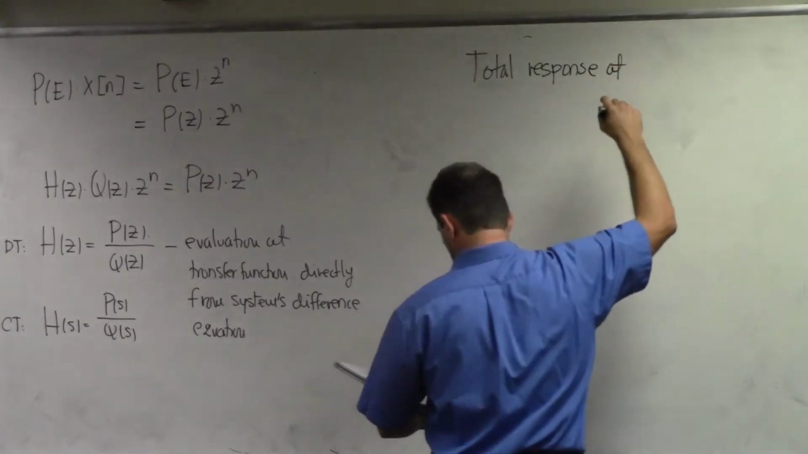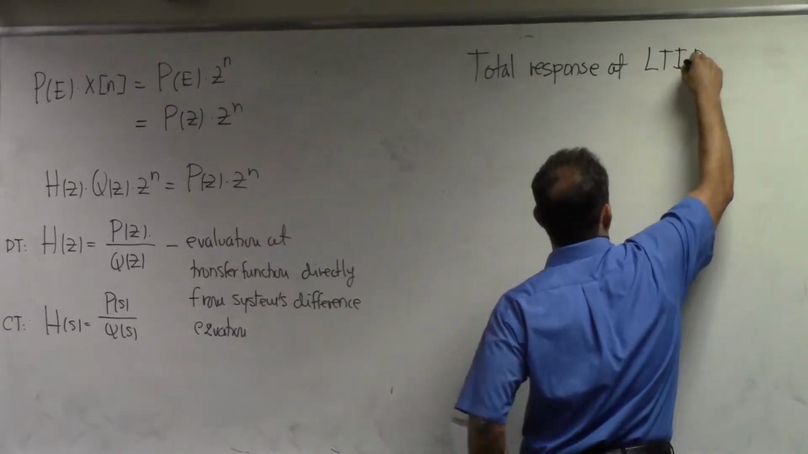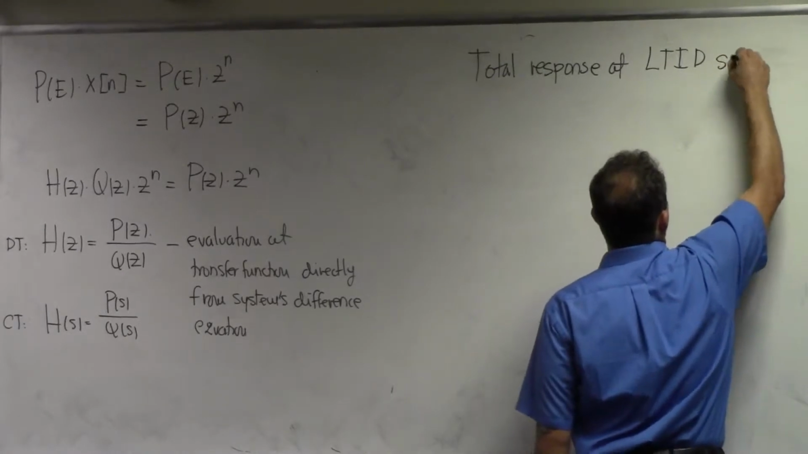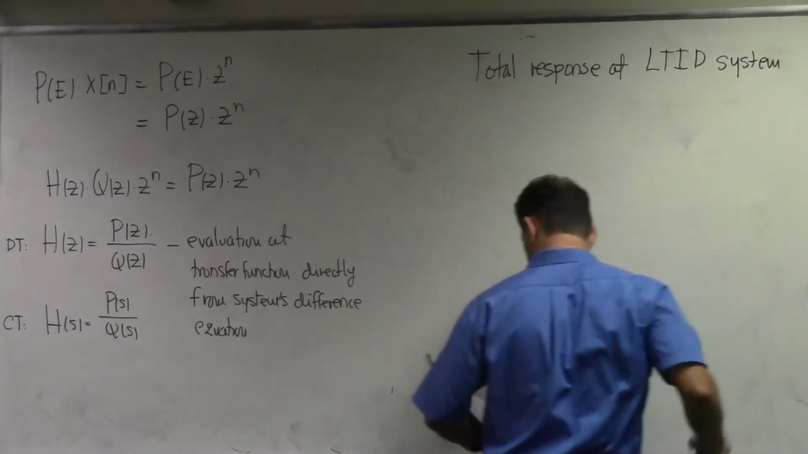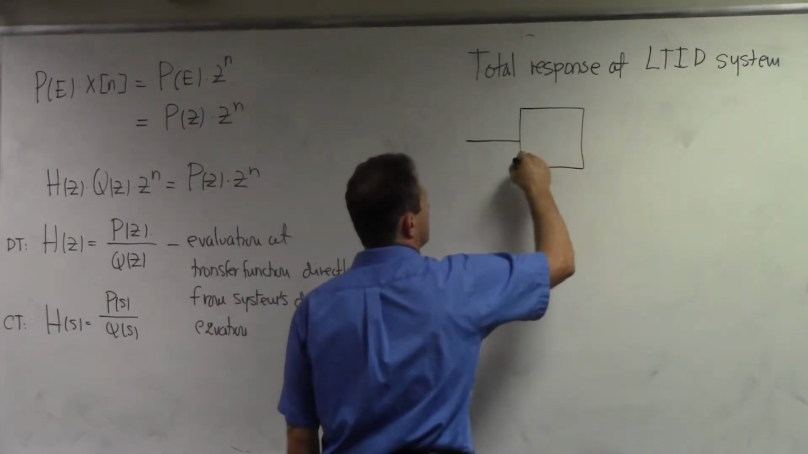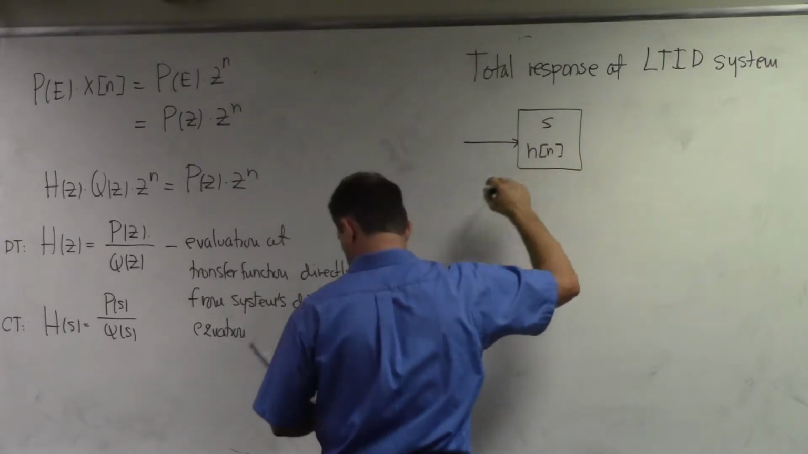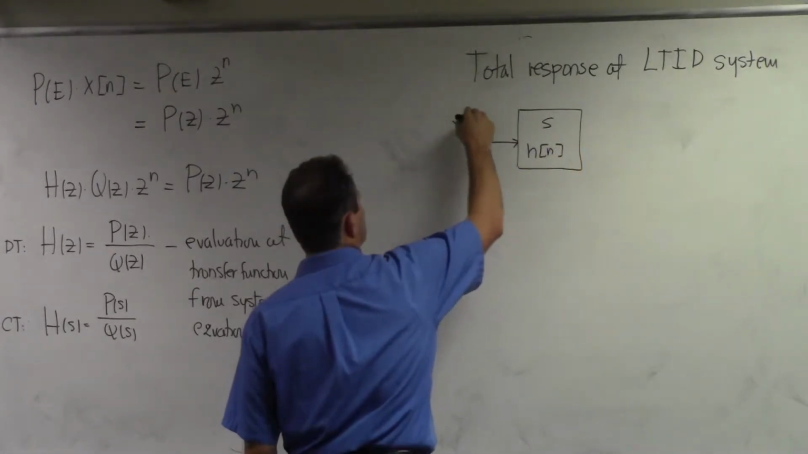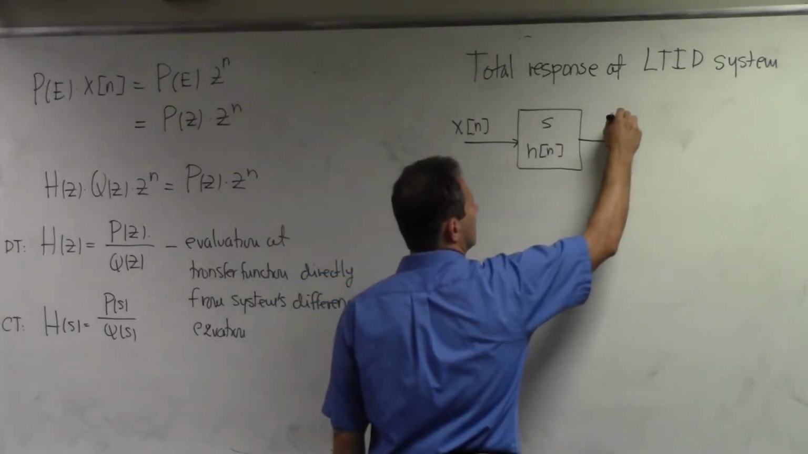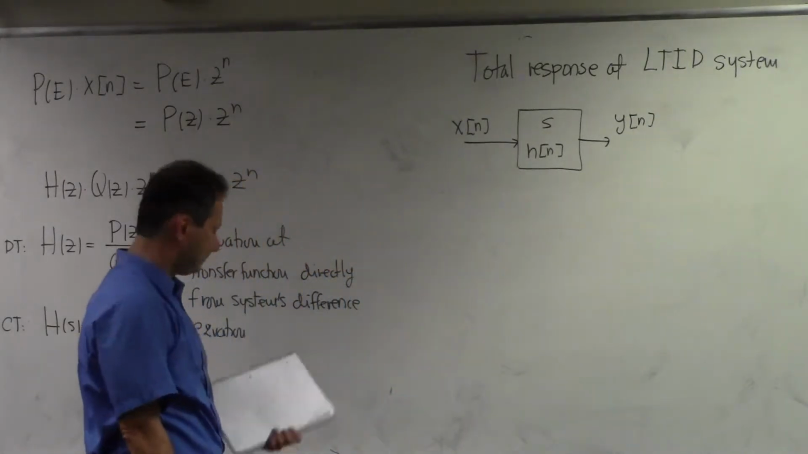Of linear, time invariant, discrete system. So we have system S, for which we know an impulse response h of n, and you have this system excited with an input x of n, and you know that at the output there will be an output that we denote as y of n.